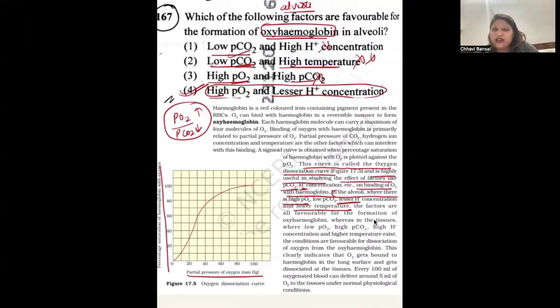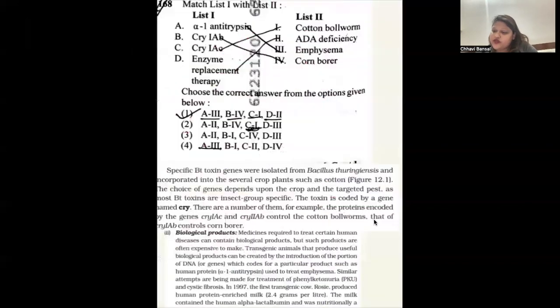Low PCO2 is correct, but high H positive is also not the option. If you want to understand the role of H positive, H2O plus CO2 form H2CO3, which breaks down to form HCO3 negative plus H positive. So if there is a high concentration of CO2, there will be a high concentration of H positive as well. But we have low PCO2, meaning the H positive concentration will also be low. Clear? Fine. Let's go to the next question.